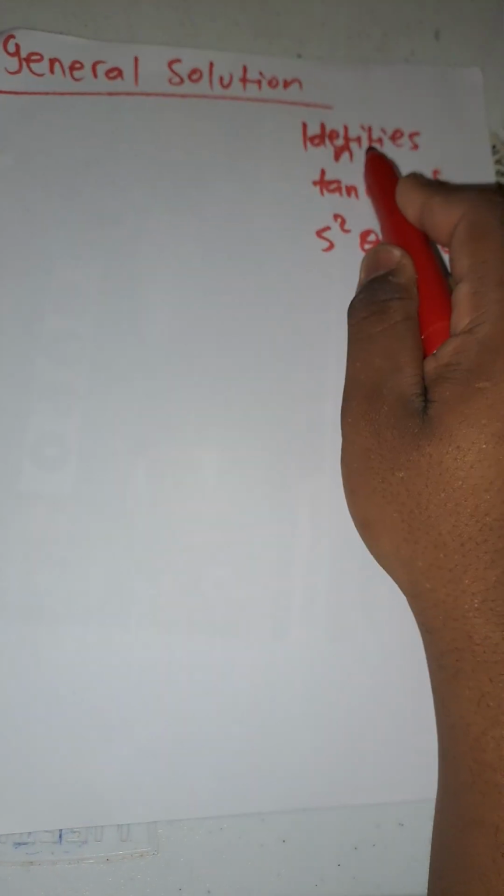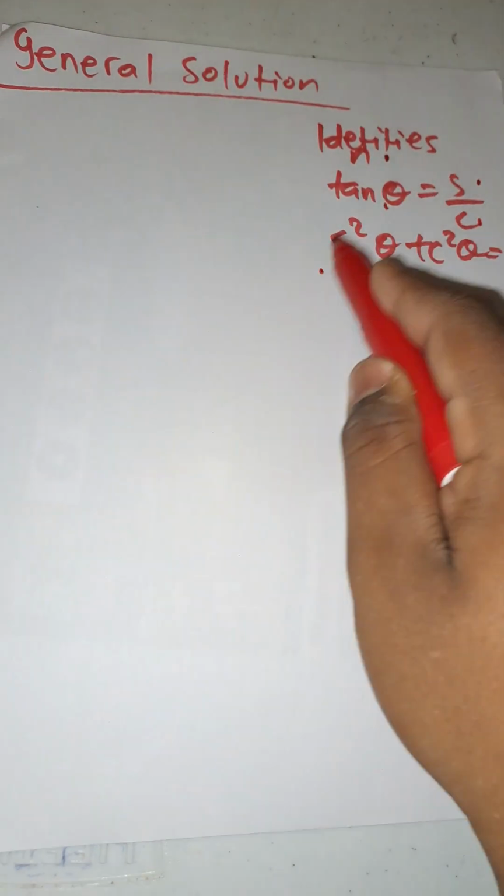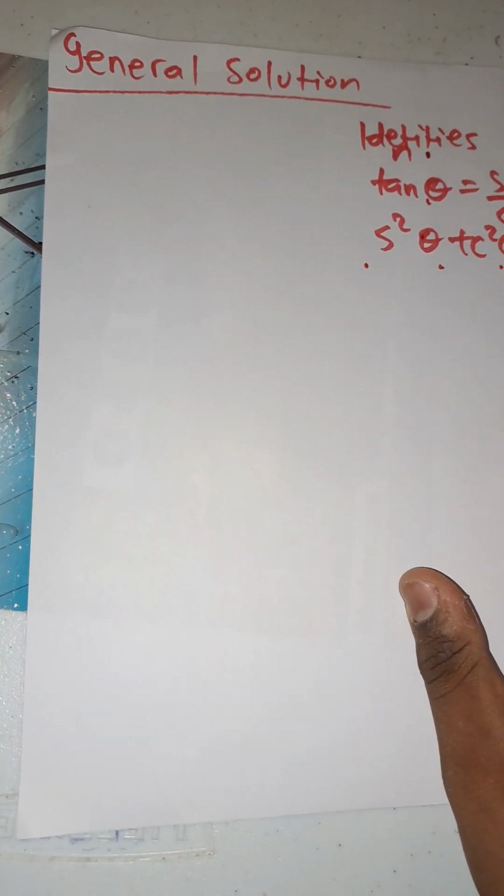So today we're doing general solution. We are going to be applying your identities, the one that I told you the other day: tan theta is equal to sine over cos, and sine squared theta plus cos squared theta is equal to 1. Okay, so you're going to be dealing with trig ratios.